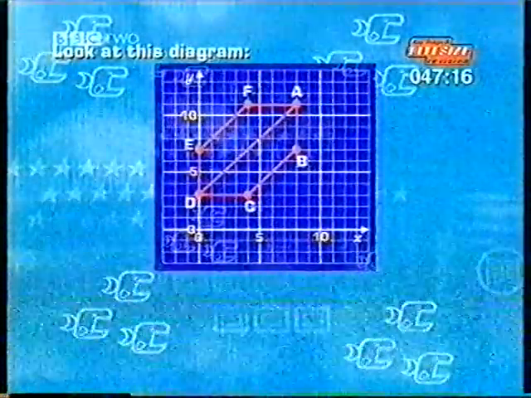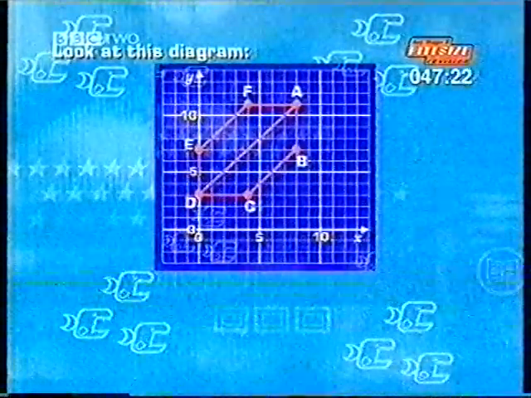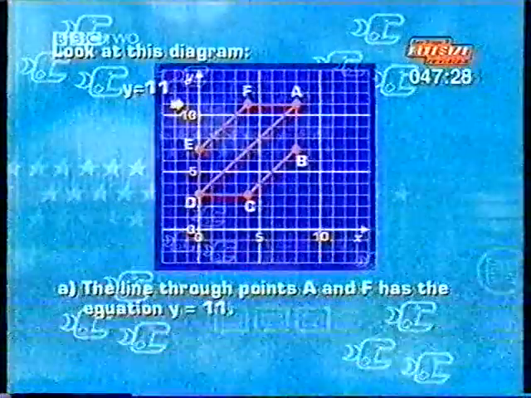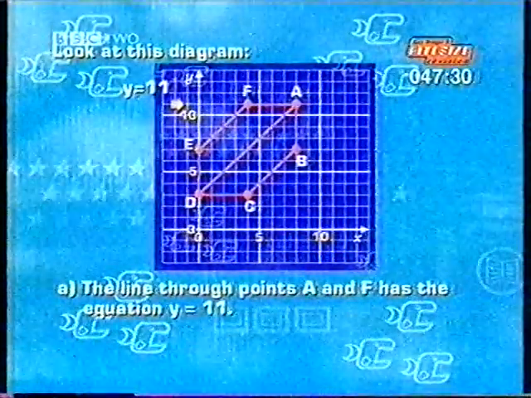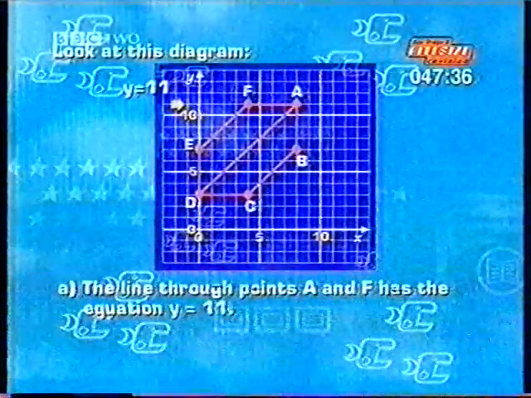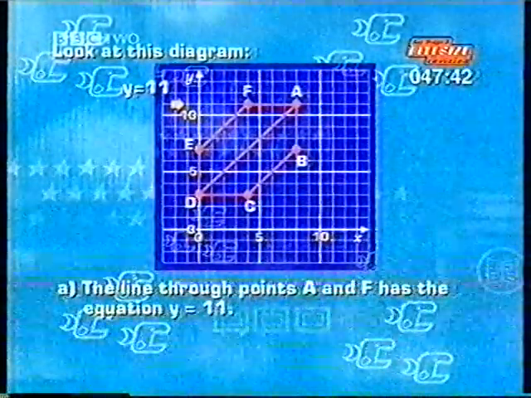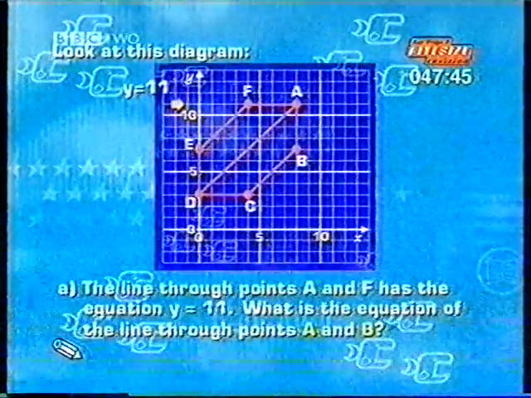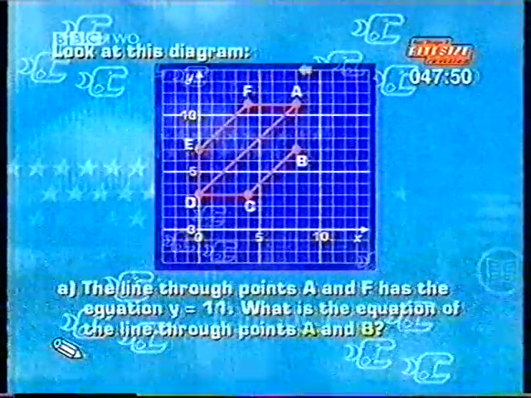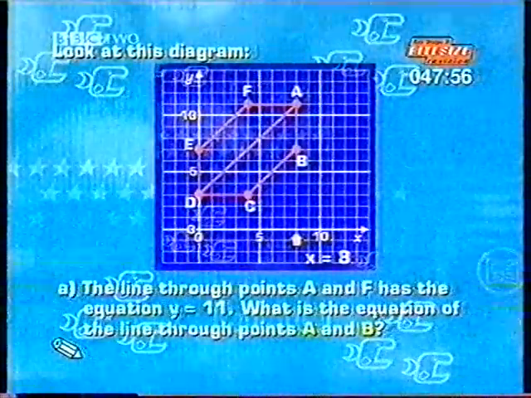This question is all about the relationship between equations and their graphs, so I'll go through it step by step. Part A begins by telling us that the line through points A and F has the equation y equals 11. We know that because whatever point we look at on that line, its y-coordinate is always 11. Now the question asks us for the equation of the line through points A and B. Now we can see that whatever point we look at on this line, it has an x-coordinate of 8. So we can call this line x equals 8.